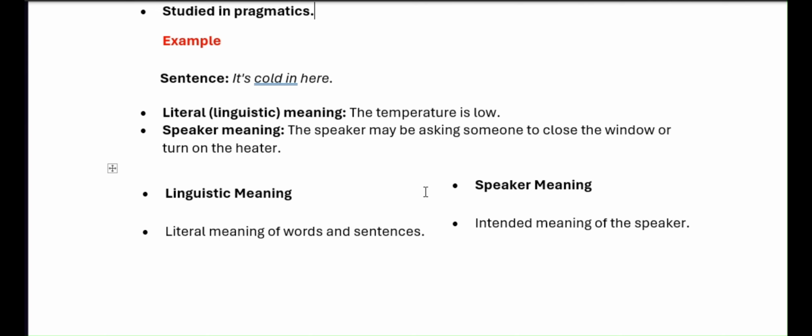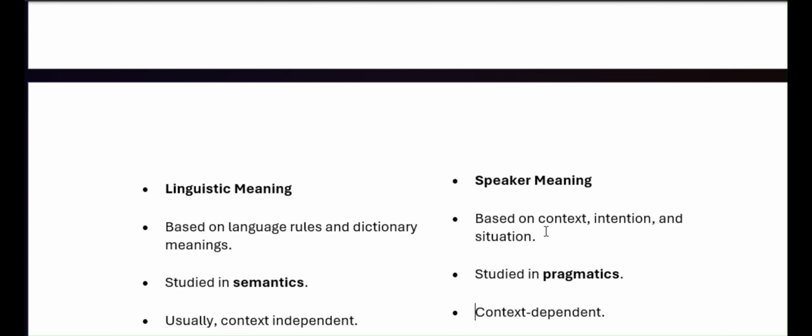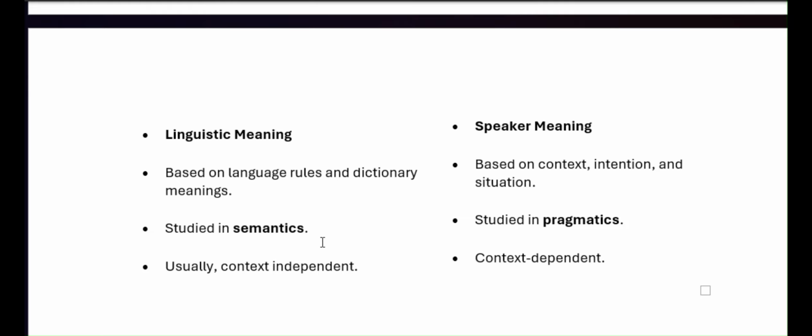So let's further see the difference between linguistic meaning and speaker meaning. Linguistic meaning is the literal meaning of words or sentences. However, speaker meaning is the intended meaning of the speaker. Linguistic meaning is based on language rules and dictionary meanings. On the other hand, speaker meaning is based on context, intention, or situation. Linguistic meaning is studied in semantics and speaker meaning is studied in pragmatics. Linguistic meaning is context independent. On the other hand, speaker meaning is context dependent. Okay, so I hope you have understood this.